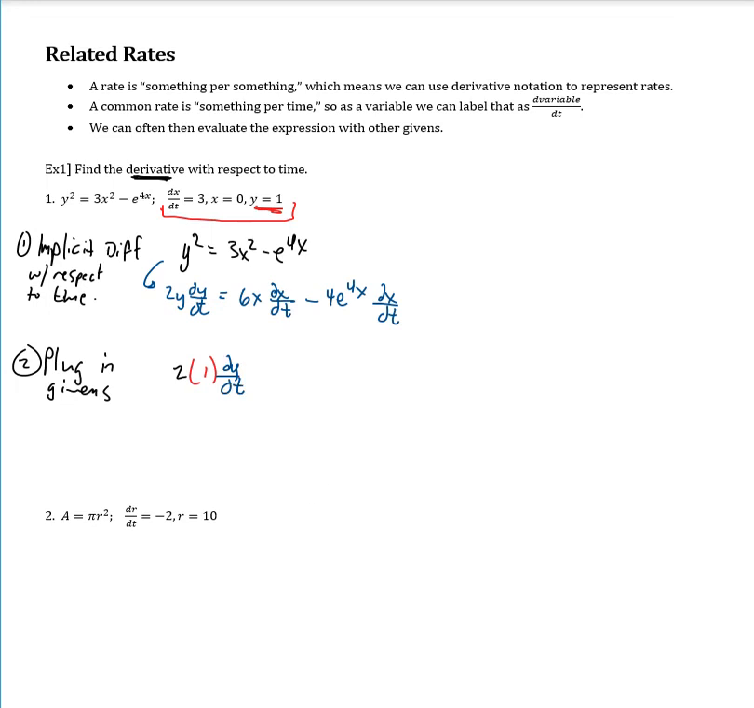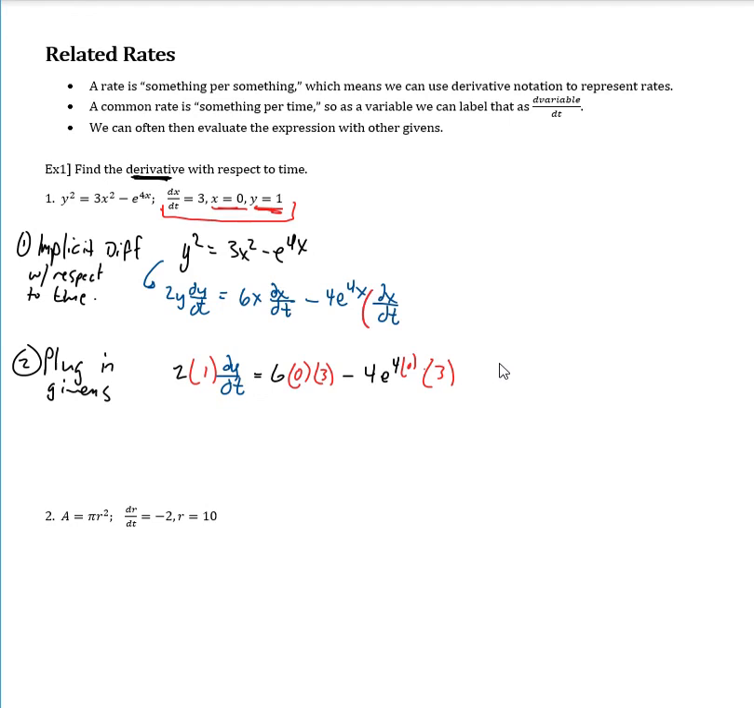And then we have our equals 6 times x, which they said is 0, so we'll plug 0 in. dx dt, they said, is 3, so we'll plug 3 in. And then we have minus 4 e to the 4 times x, which is still 0, and then dx dt, which they said is 3.